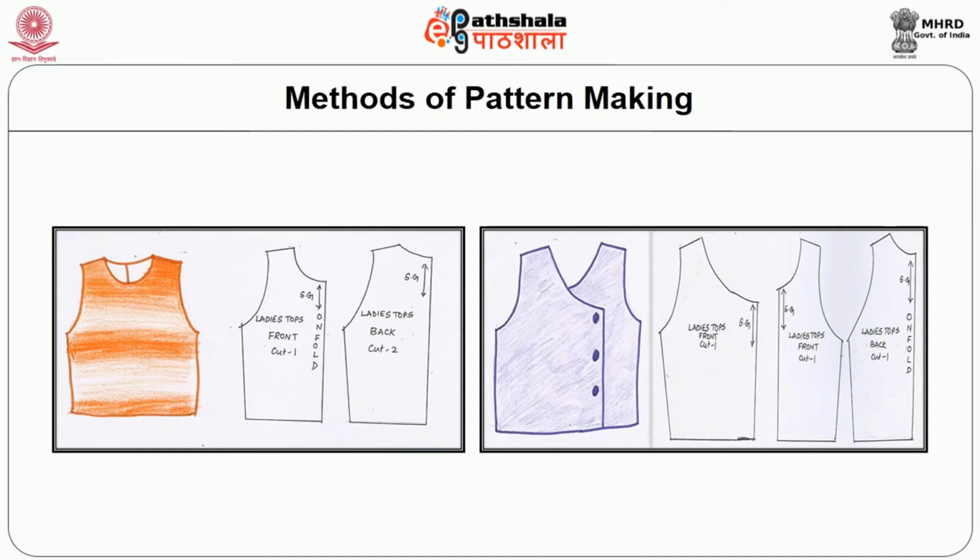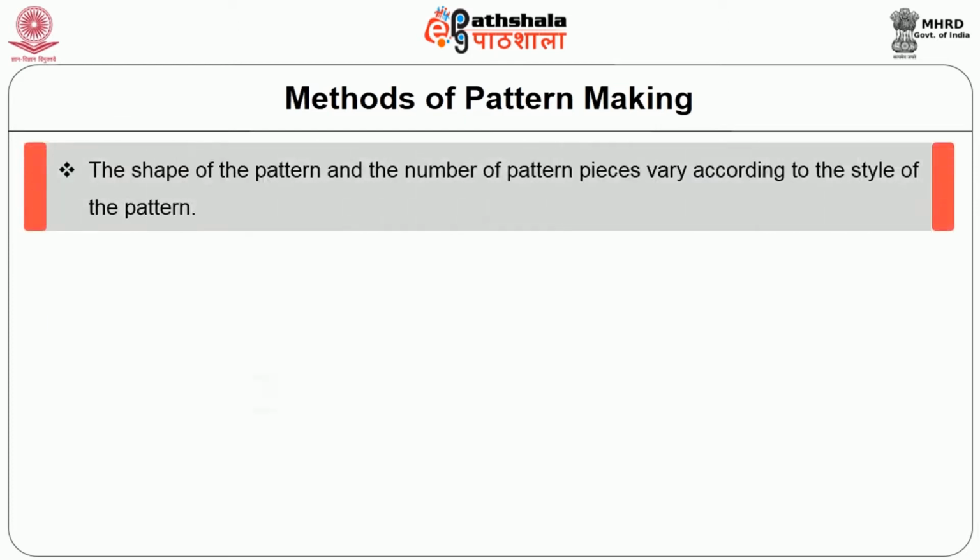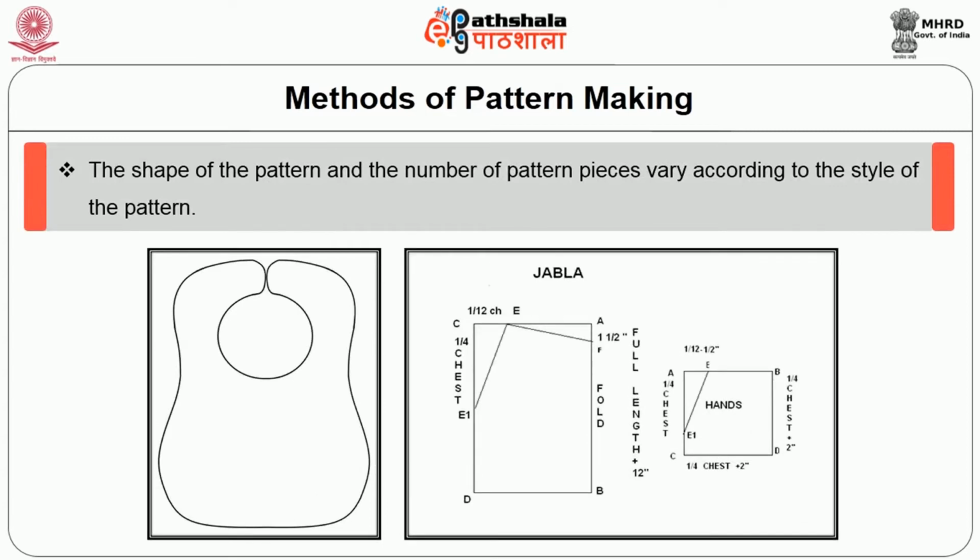Style 2 is an asymmetric pattern, hence the front pattern is opened and the style is drawn. So you see two front patterns and one bodice back pattern, whereas in style 1 you saw one front and one back. The shape of the pattern and the number of pattern pieces vary according to the style. For example, let us now analyze the patterns of the bib and jabla.